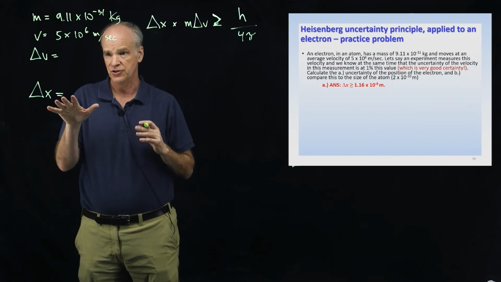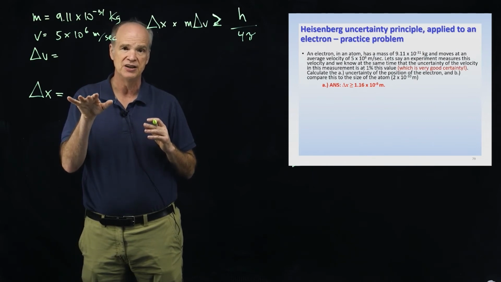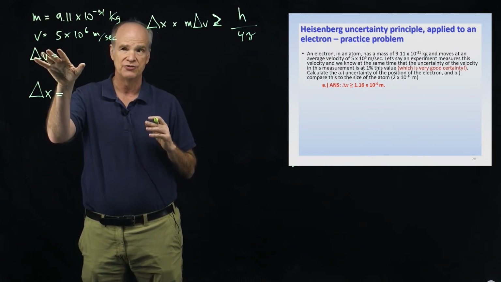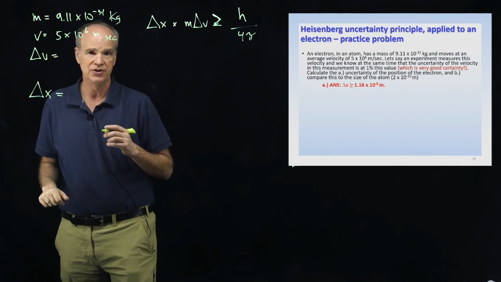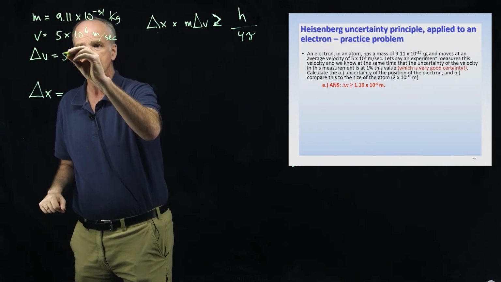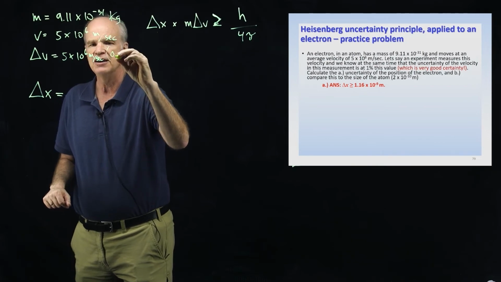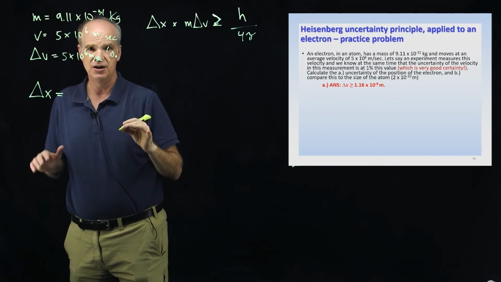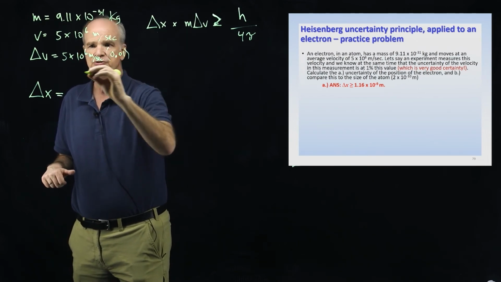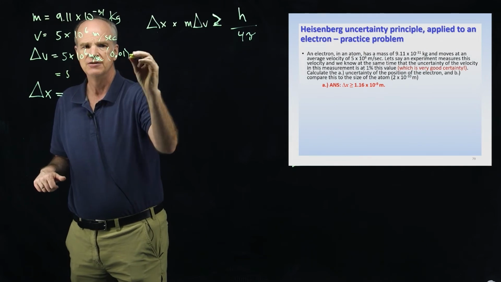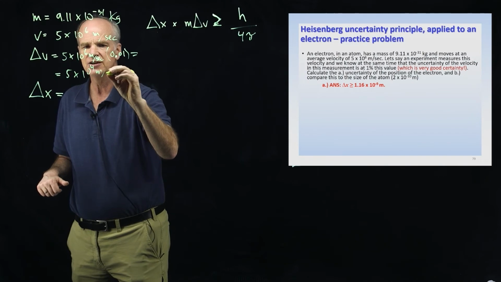And so we are told there in this problem that the uncertainty of the velocity measurement is 1% of the value of the velocity. So to figure out delta v, we have to take 1% of this value of the velocity. So it's going to be 5 times 10 to the 6 meters per second. And we're going to be multiplying it by the uncertainty, and it's going to be in decimal form, so it's 1%, it's 0.01. So delta v should be 5 times 10 to the 4 meters per second.